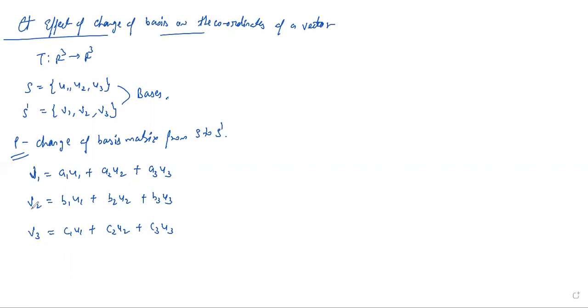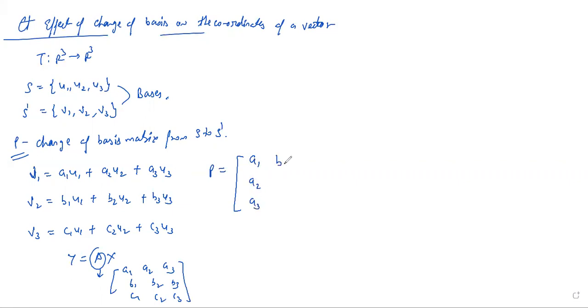Now I can write this system of equations in the form Y equals AX, and my corresponding A will be A1, A2, A3, B1, B2, B3, C1, C2, C3. And the transpose of this matrix A will be my P, the change of basis matrix, which is A1, A2, A3, B1, B2, B3, and C1, C2, C3.